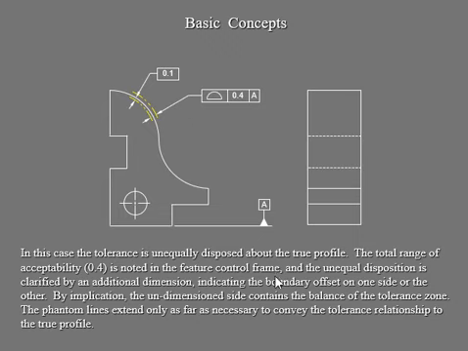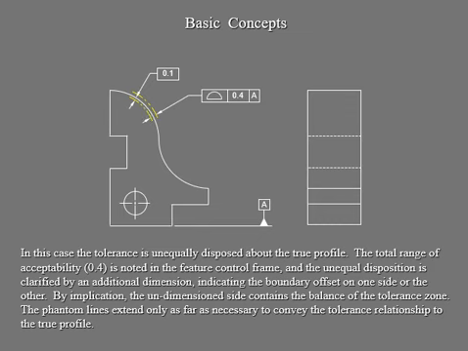So we draw the yellow line, your phantom line. Your phantom line is going to extend only as far as necessary to give you that tolerance relationship with your true profile. We're not drawing the entire profile outline here, but only where that tolerance applies. So by implication, your undimensioned side contains a balance of your tolerance zone, and the phantom line extends only as far as necessary to convey the tolerance relationship to the true profile, only in that zone.